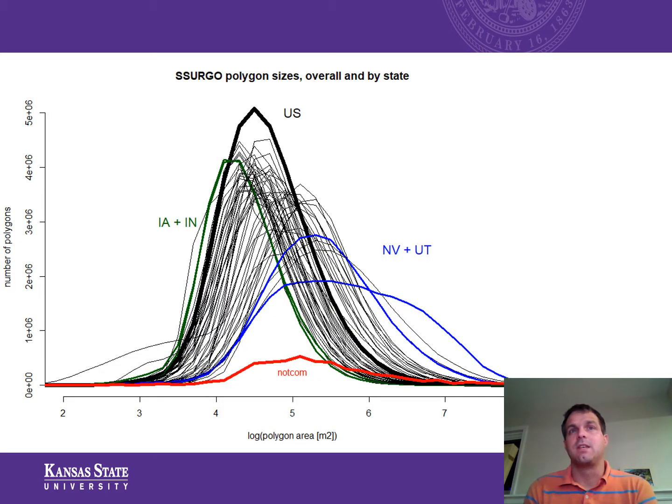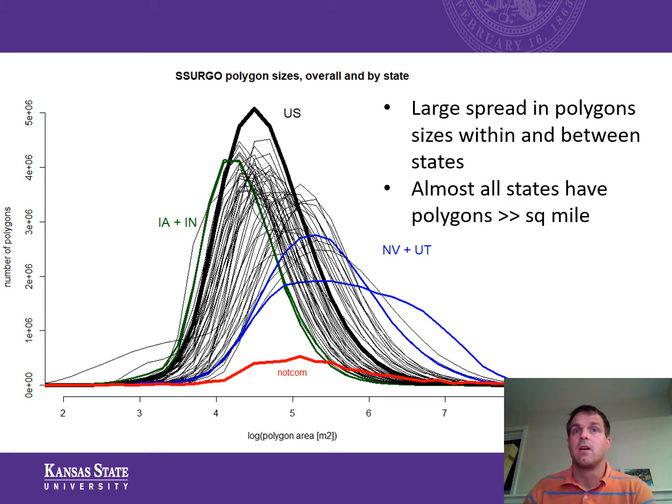If we look at the distribution of polygon sizes for every state, so SSURGO polygon sizes, as I've done here, and also for the entire United States, that's the big black line, we see that states are very different from each other. Nevada and Utah, for instance, have giant polygons here on that logarithmic x-axis, whereas Indiana and Iowa have rather smaller polygons. It's related to the landscape, and to the level of agricultural interest, I think, in those 4 states.